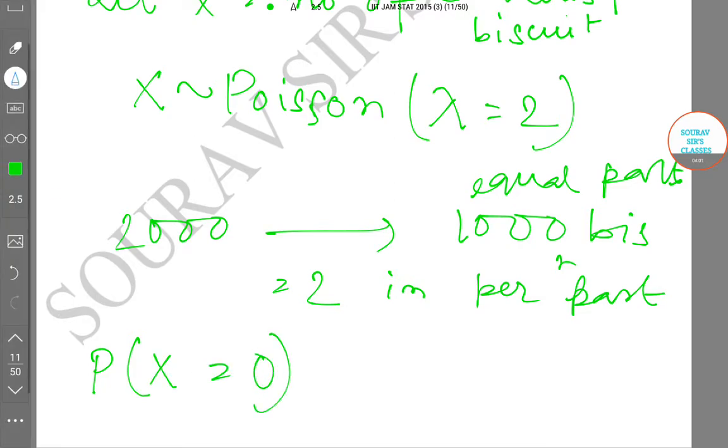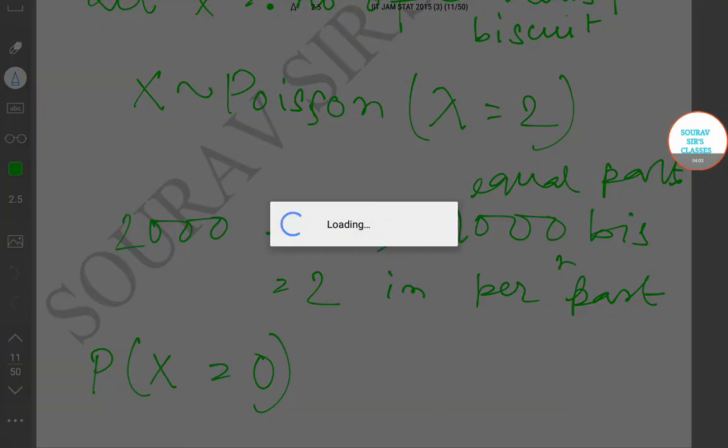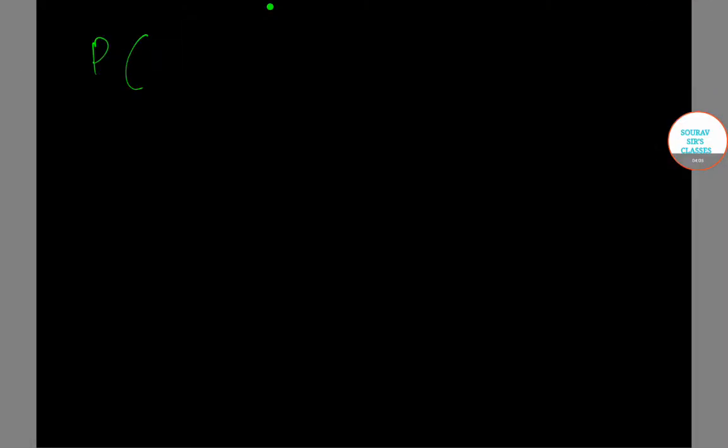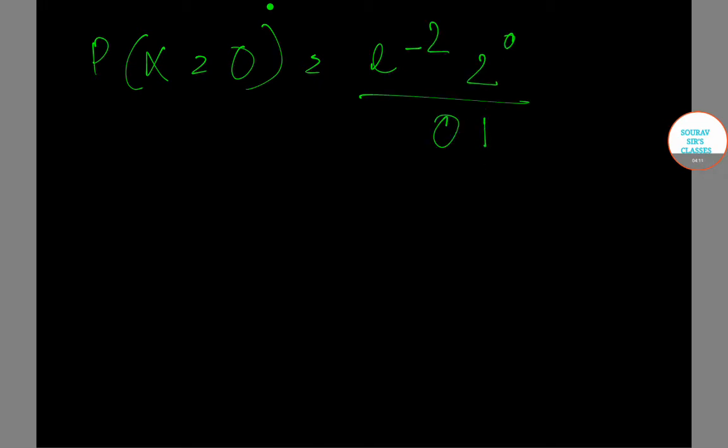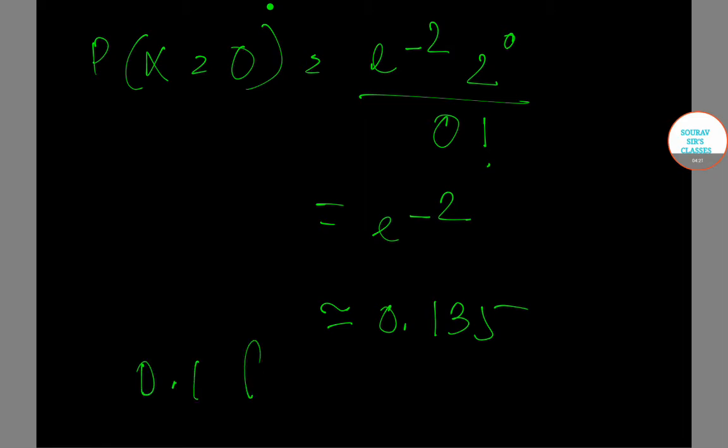Let me add a page. So the probability of X equal to 0 is equal to e to the power minus 2 multiplied by 2 to the power 0 by 0 factorial, which is equal to e to the power minus 2, that becomes 0.135. So we can say the value lies between 0.1 and 0.2. So our correct option is option B.